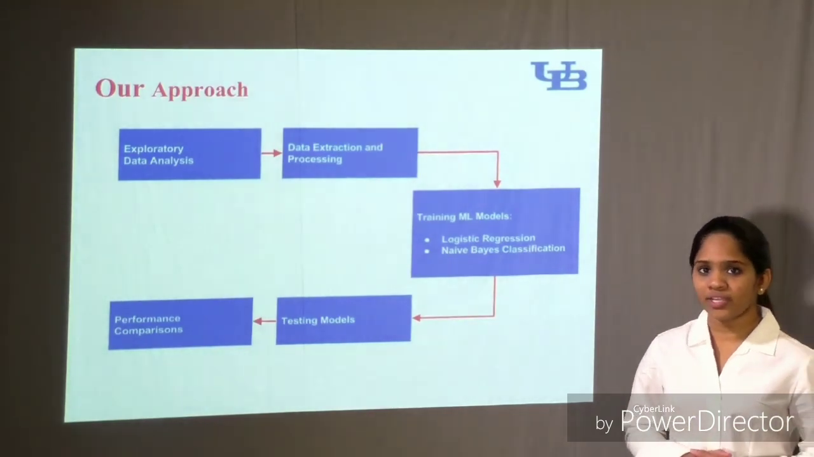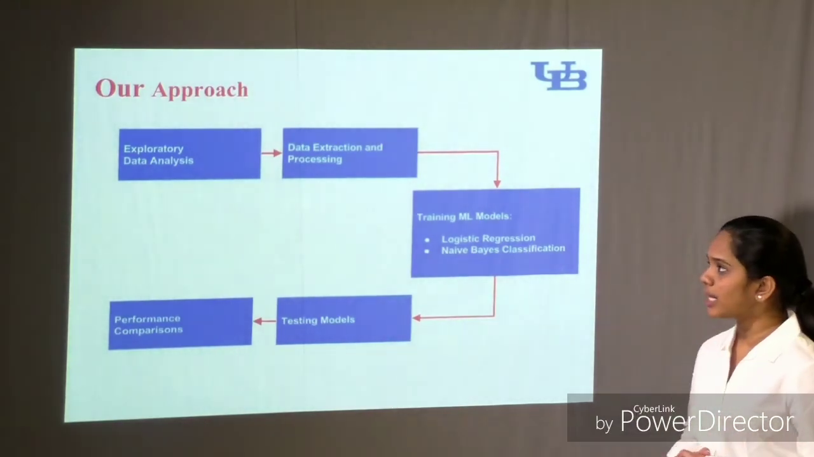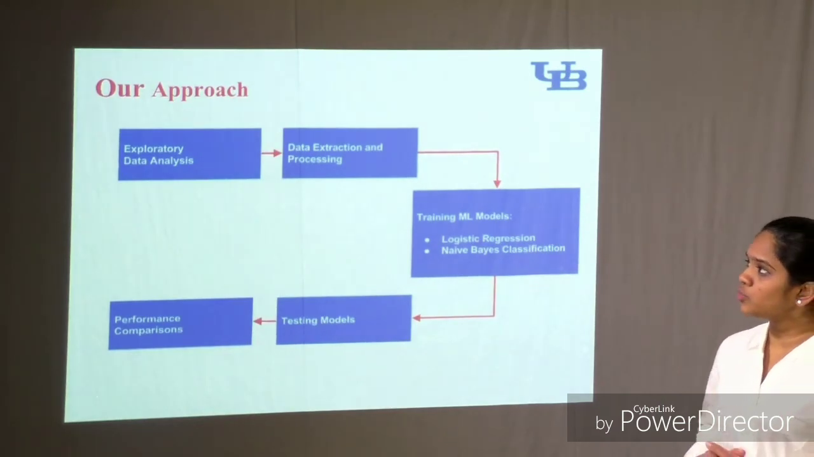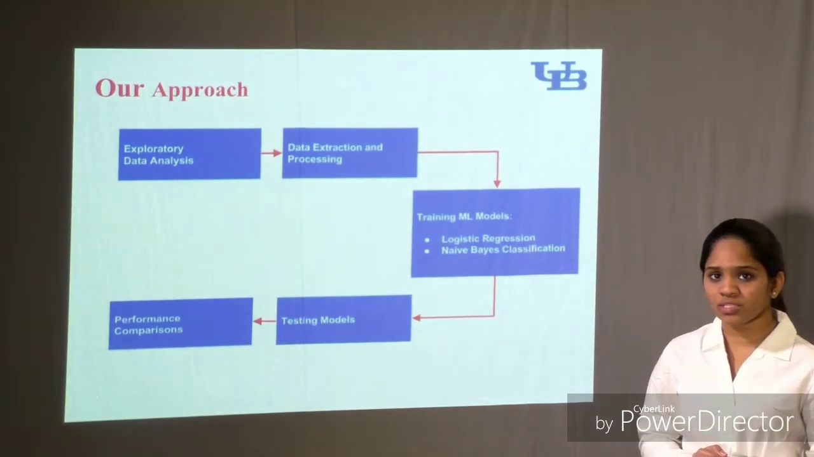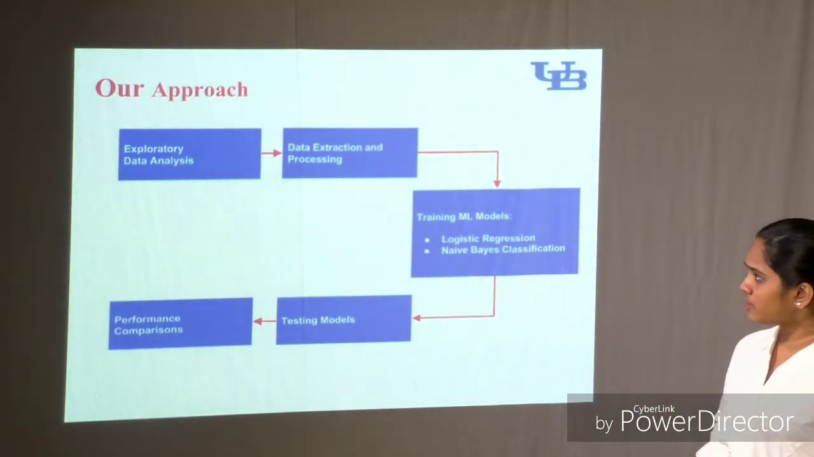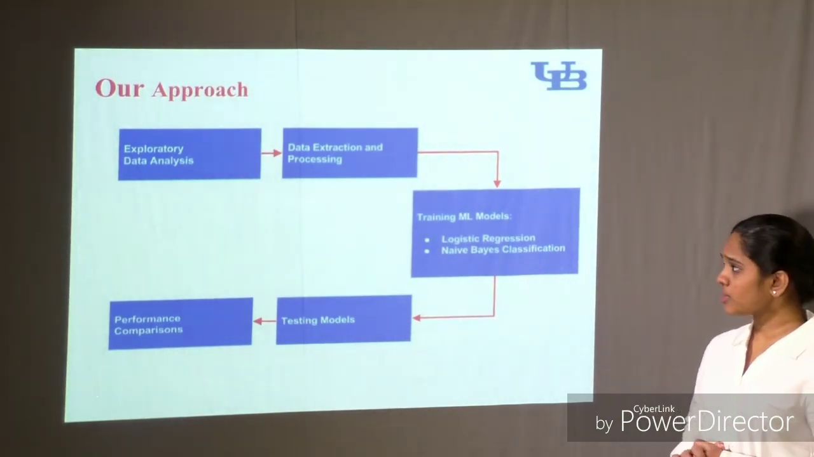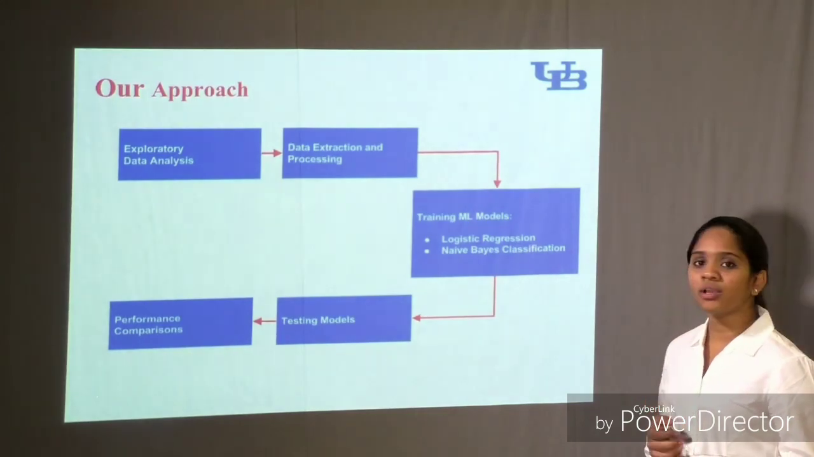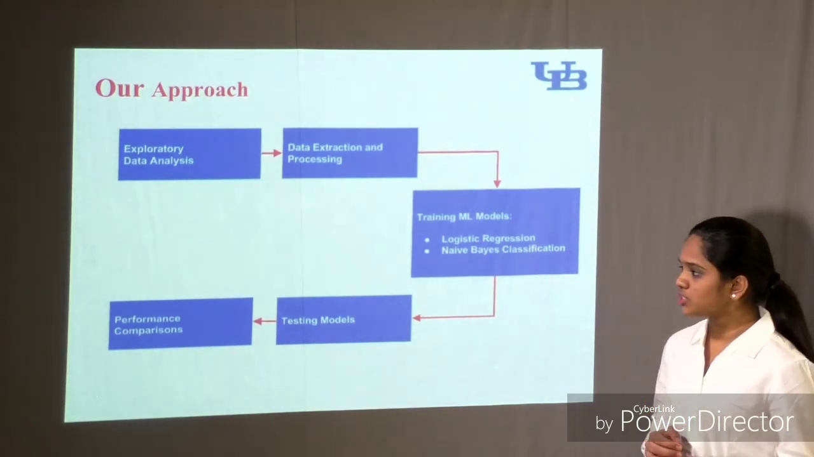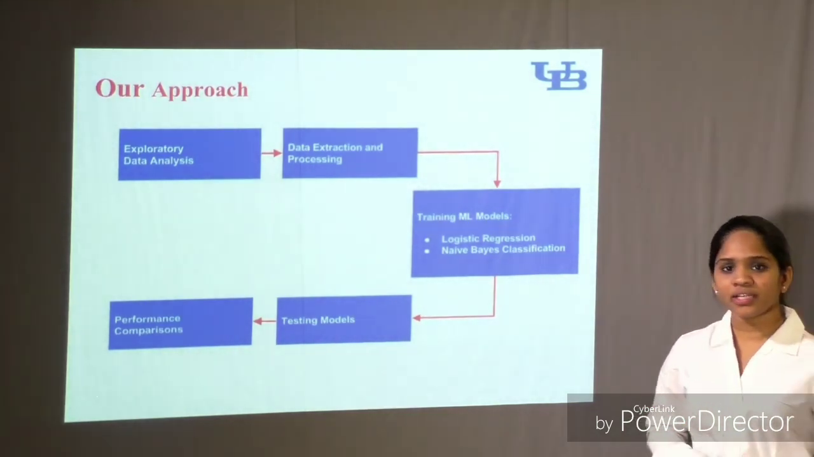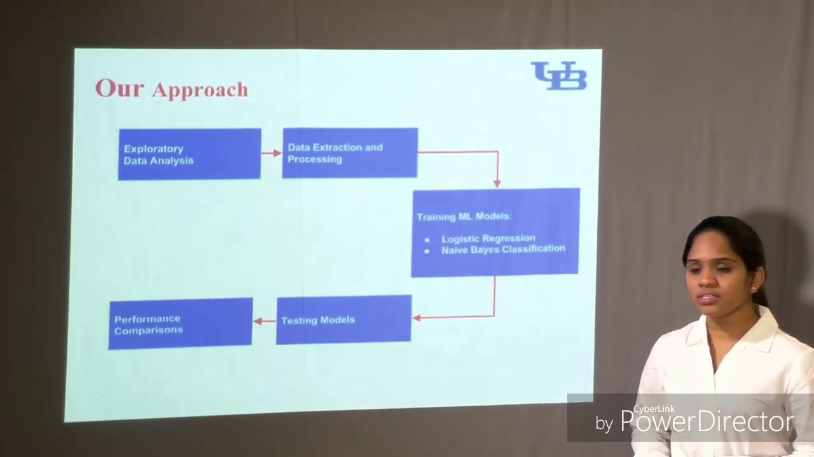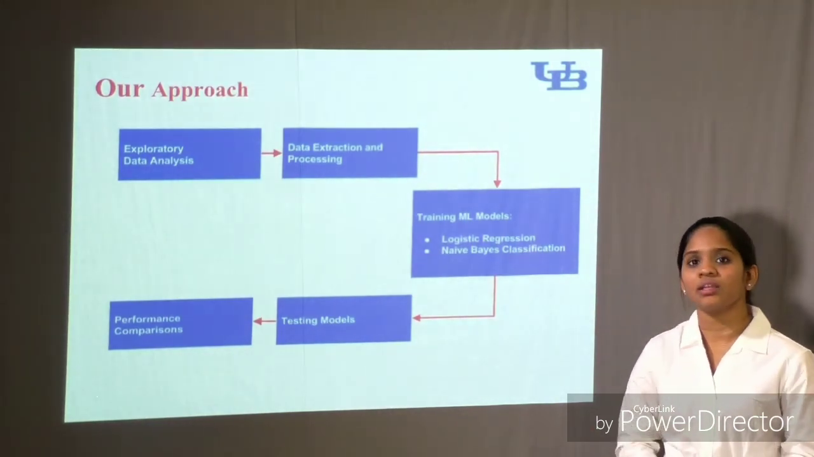Now, when it comes to our approach, we're going to start off with the exploratory data analysis and find some conclusions about our data, attributes and all. And then we do data extraction and pre-processing so that this data is compatible with our models. And then the training models that we're going to use are the logistic regression model and the naive Bayes classification. And after building our predictive models, we are going to test these models for their accuracies and then compare the performances.